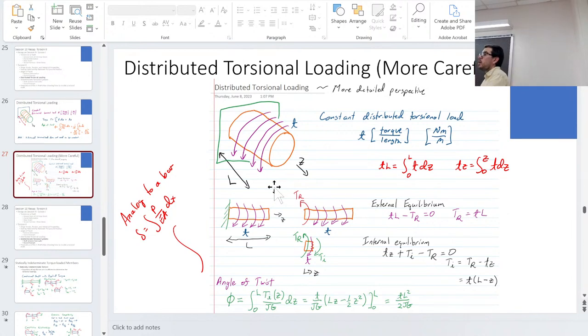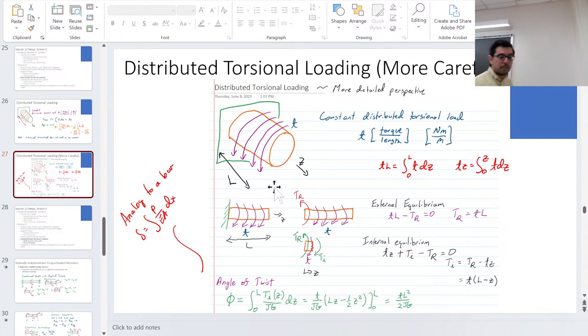So sometimes you have this complicated problem, and you have to think about what is along for the ride. What is actually experiencing a distributed load? And what is the actual load in a member? If it's below where the distributed torque ends, it's just the resultant torque that's being applied to that member. Same thing applies for axial loading.